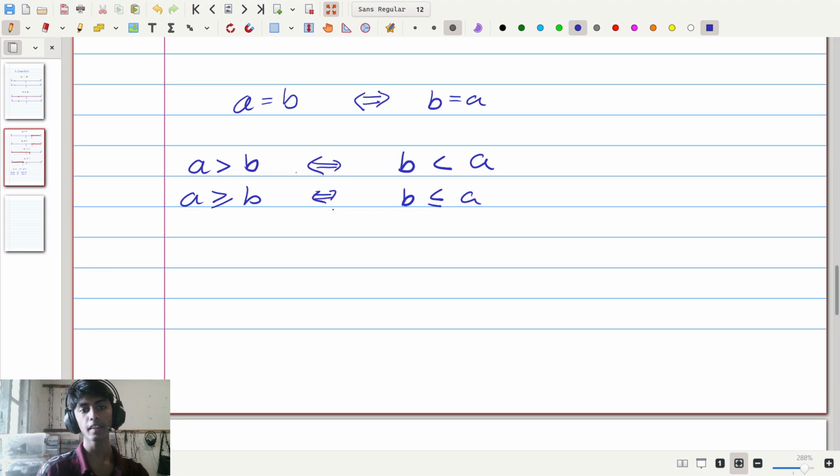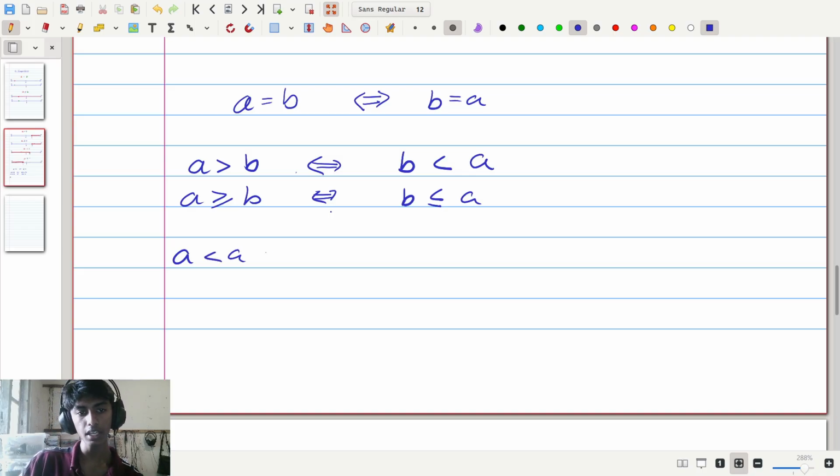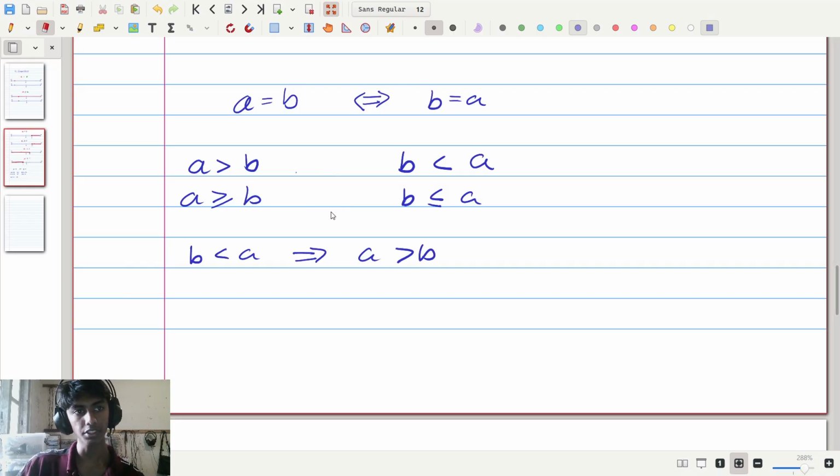So we have that A greater than B implies B less than A, and vice versa. Similarly, A greater than or equal to B implies B less than or equal to A, and vice versa. Writing the other two statements is not really necessary because they are contained within this, but I'll write them just in case you don't see it. B less than A of course implies that A is greater than B. I'll actually erase this symbol in the middle, and I'll only put the forward implication sign.